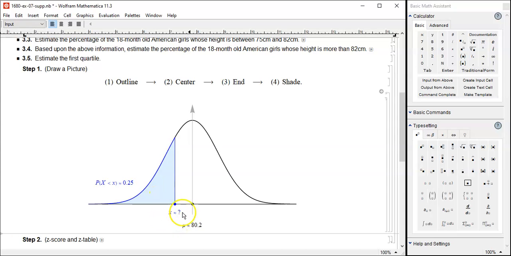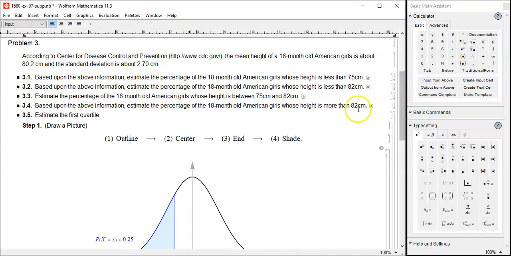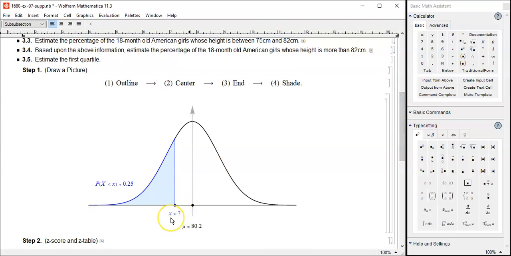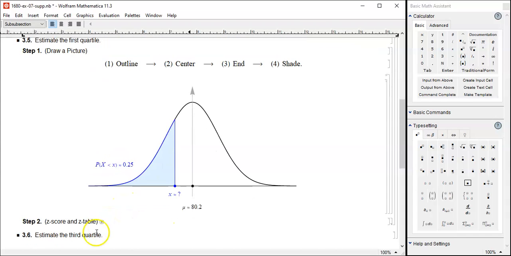Previously, end was given as, say, 82 centimeters or 75 centimeters, kind of like that. But this time, no, I don't have the end. I have to find out. How do I do that? Let's go backward. From the table, find out the z-score associated to 25%. And then we are going to do this.